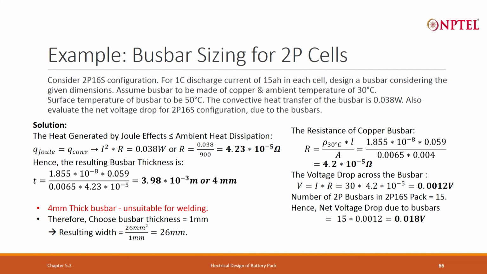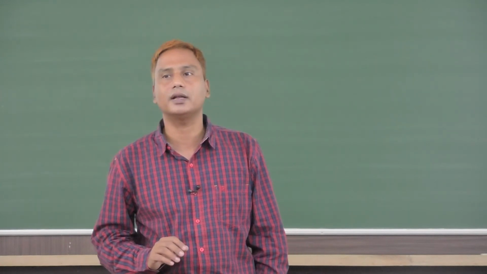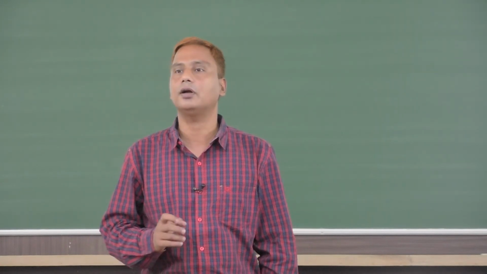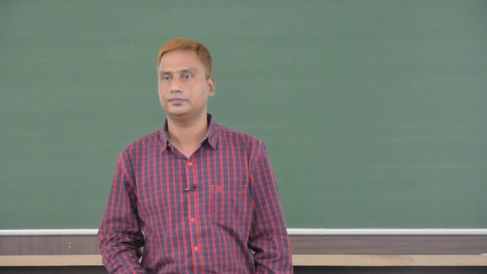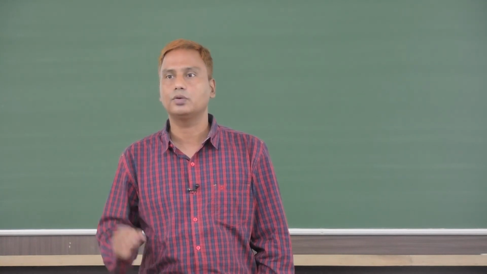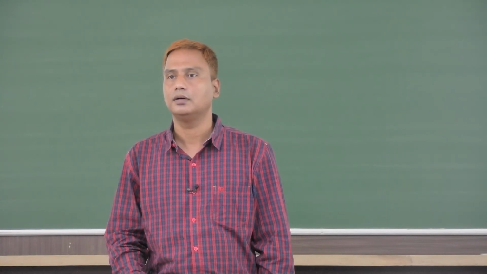So, you have total voltage drop across the bus bar in the whole pack of 18 millivolt, and 18 millivolt is a significant drop. So, either we can keep this, knowing that we have 18 millivolt voltage drop because of the bus bar, or we can reduce it further by increasing the thickness or by increasing the width to reduce the resistance.